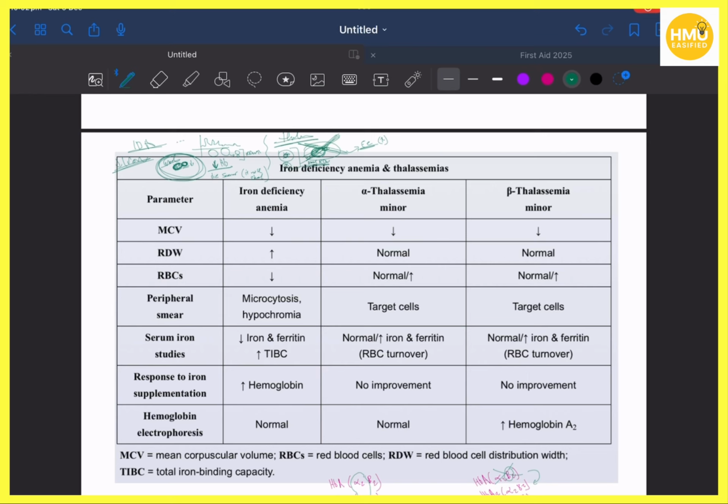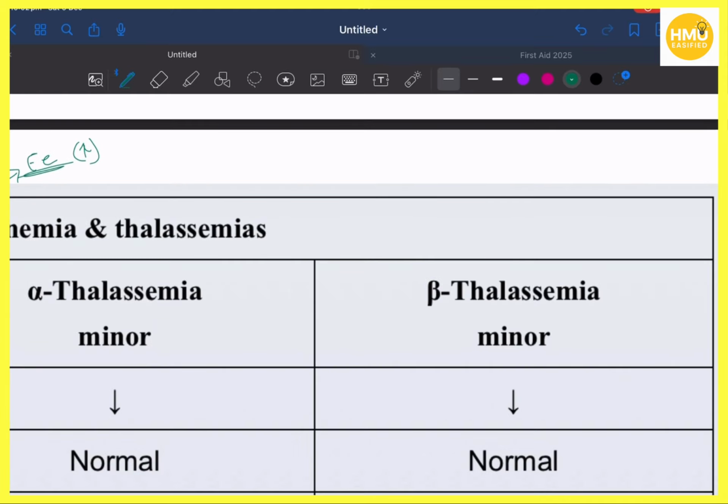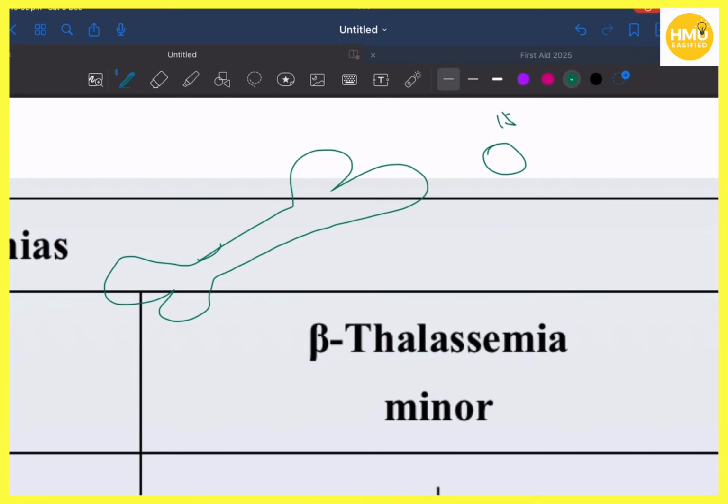For the RBC count, in iron deficiency anemia it's going to be low. Why? Because there's a bone marrow, and the RBCs, as we mentioned, in iron deficiency anemia shrink and die sooner.